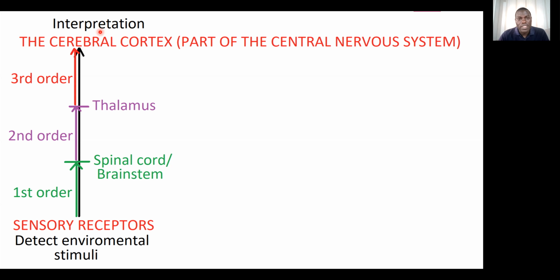The second thing that occurs in the cerebral cortex is memory. The cerebral cortex keeps memory of the sensation.